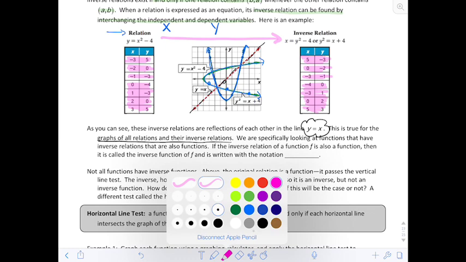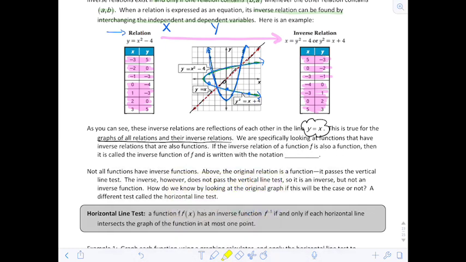But in pre-cal, we study functions. So we are specifically looking at functions that have inverse relations that would also be functions. In other words, we want the original to pass the vertical line test, and we want the inverse to pass the vertical line test. So if the inverse relation of a function f is also a function, then we're going to call it the inverse function of f, and the notation is written with an f and then a little -1 as the exponent. This represents the inverse function of f.